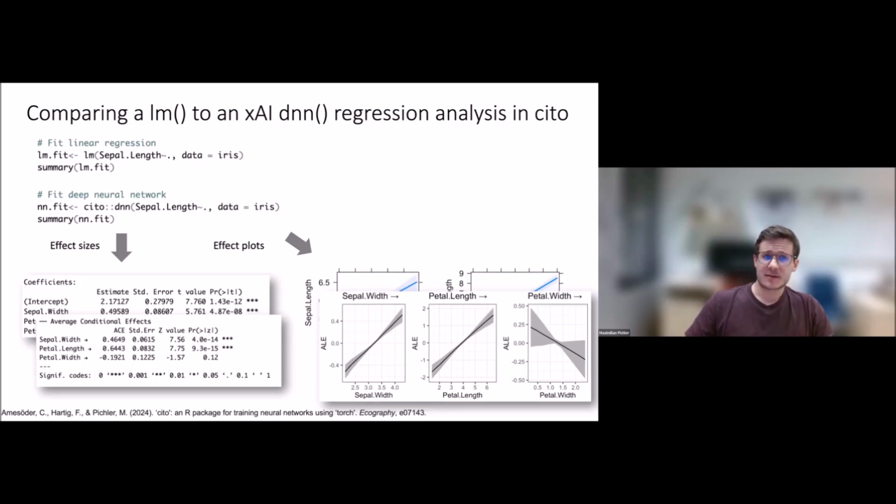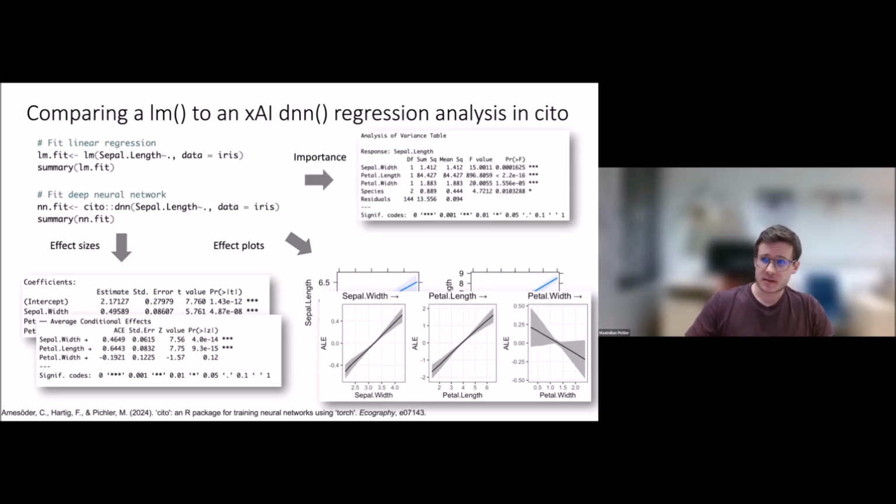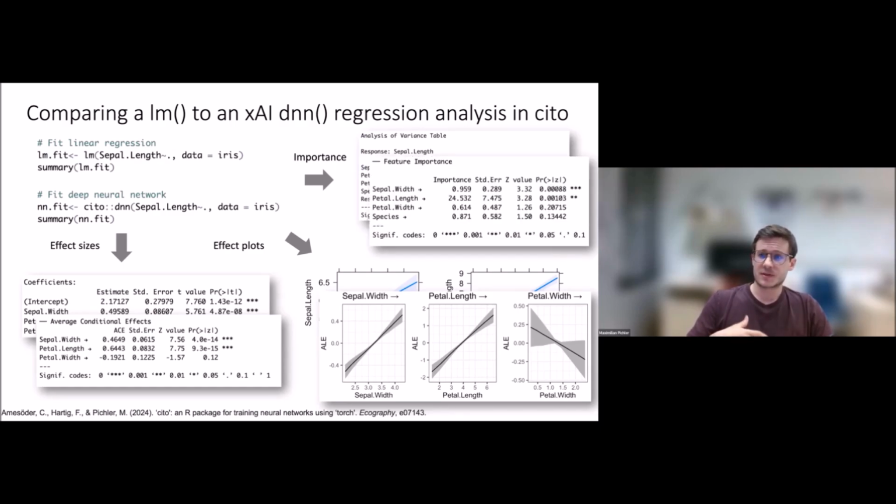And usually we are also interested in how much variance is explained by predictors. For that, with classical stats, we can run ANOVA. And for cito, with these deep neural networks, we can calculate the permutation importance or feature importance, which is very similar to the feature importance of random forests. The interpretation is also similar to the ANOVA. It just tells us what is the most important predictor in our data set. So you see that what we can get out of these deep neural networks is very similar to our statistical models.